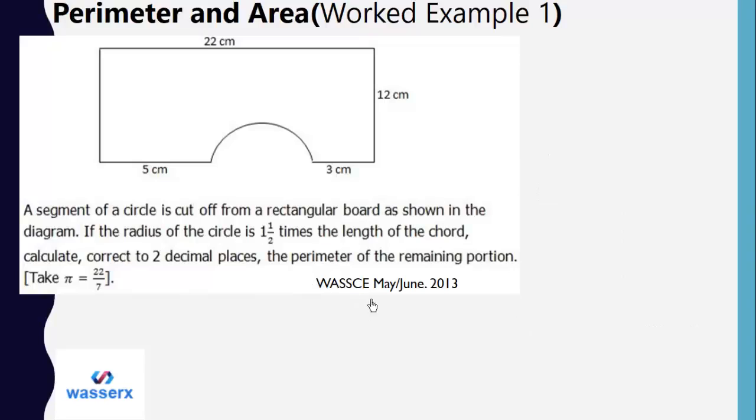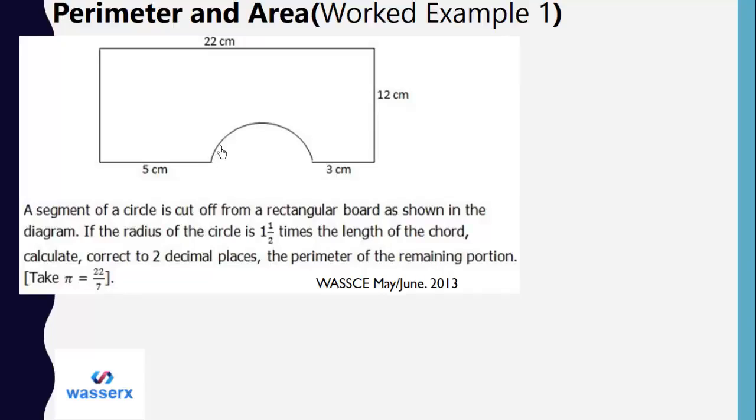Let's take our very first example from WASSCE May June 2013. A segment of a circle is cut off from a rectangular board as shown in the diagram. If the radius of the circle is 1/2 times the length of the chord, calculate correct to 2 decimal places the perimeter of the remaining portion. So this is the remaining portion over here.